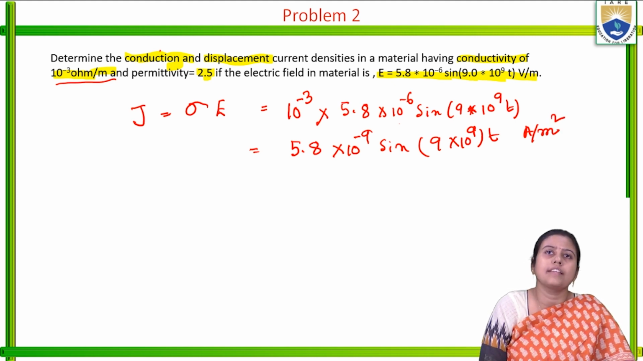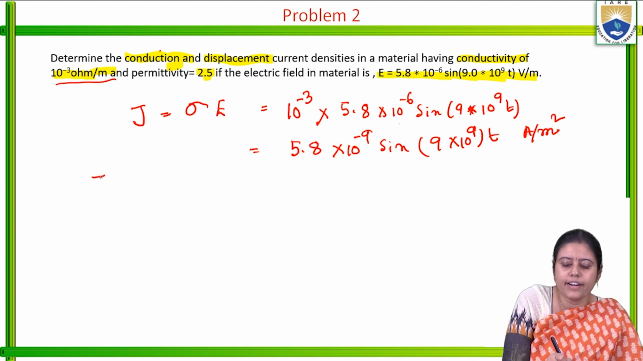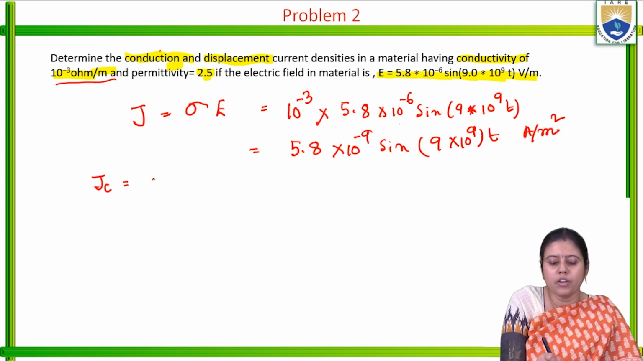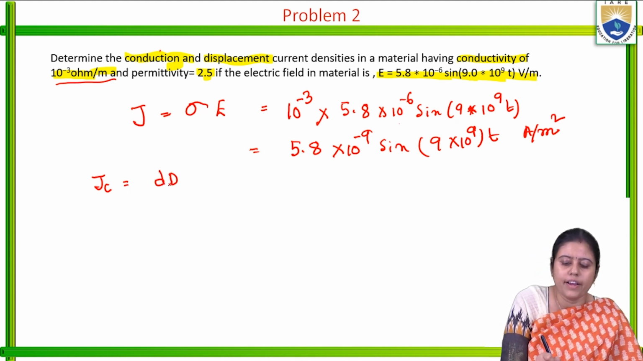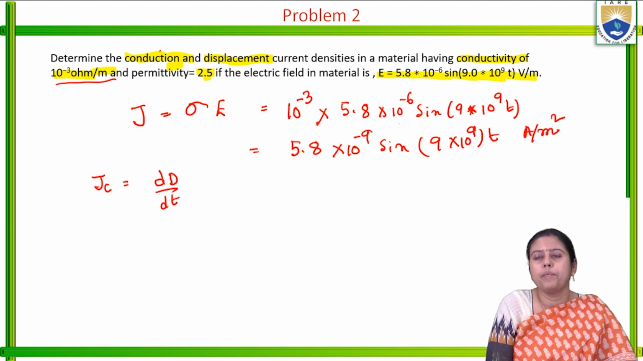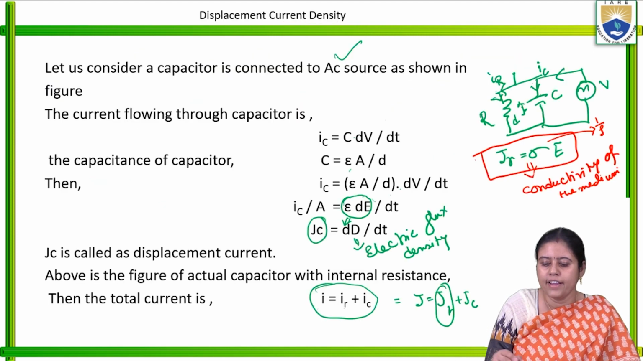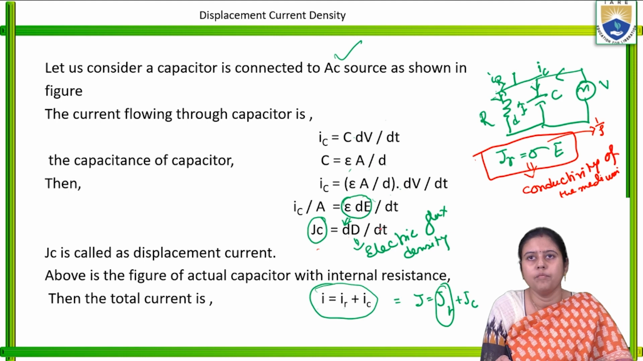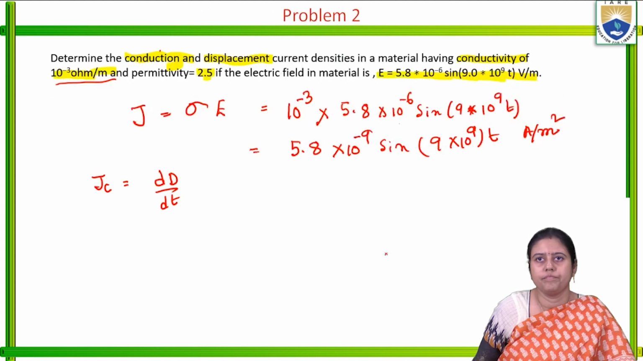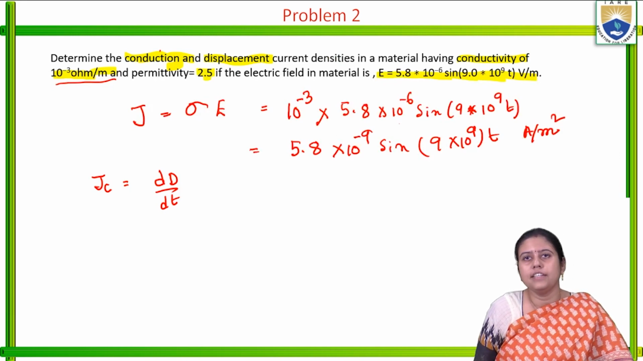Now we will discuss the displacement current density. Displacement current density we generally write as JC. And what is the formula of JC? JC is equal to dD by dt. Already we have discussed in the previous slide, JC is equal to dD by dt, where D is the electric flux density.